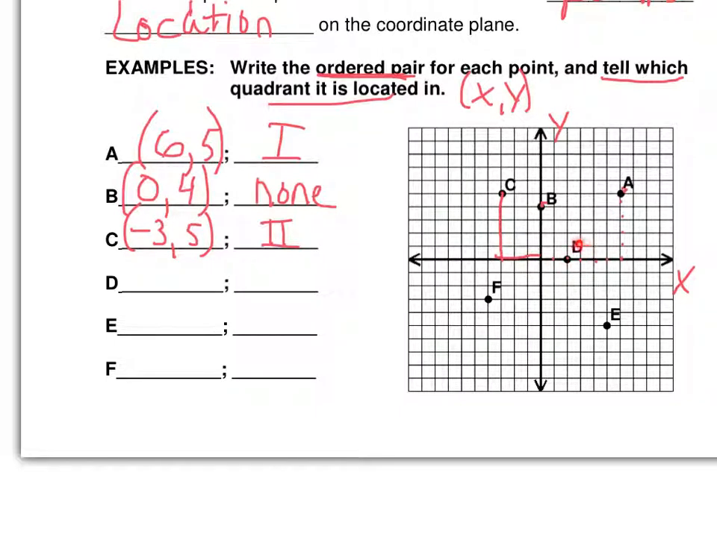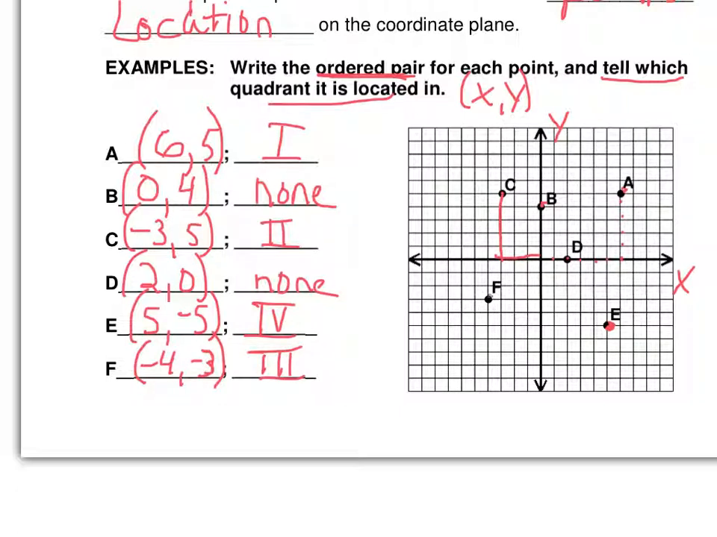And then D, which is right here, we are running to 2, and then we stay there, so there's no up and down value at all, no y value. So it would be 2, 0. And it's not located in a quadrant. All right, let's do E and F. So E is located at 5, negative 5 right here, over 5, down 5, and quadrant 4. And F is located here at negative 4, negative 3 in quadrant 3. All right, let's move on.